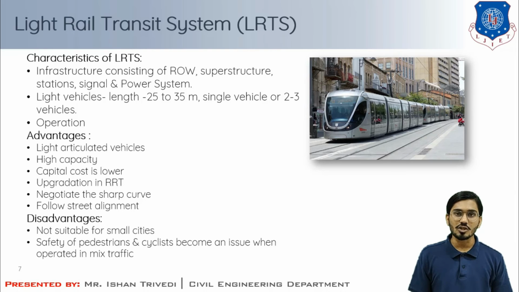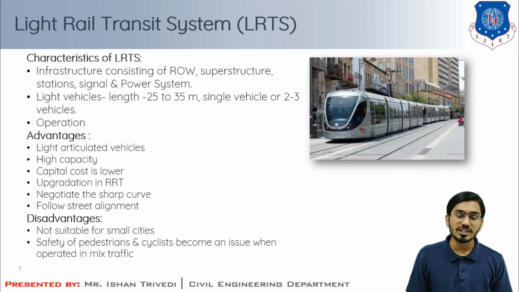If I'm talking about the advantages of LRT, it uses light articulated vehicles as I said, and its capacity can be higher than the bus system. Here the capital cost is lower, that is one of the key benefits of this LRT system. Then it is possible to start as a tram, and we can upgrade to a rapid rail transit system and their standards as the traffic and the available resources increase in the future. It can negotiate sharp curves of about 75-meter radius, and it can follow the city street alignment, which is one of the beneficial parts of LRT.